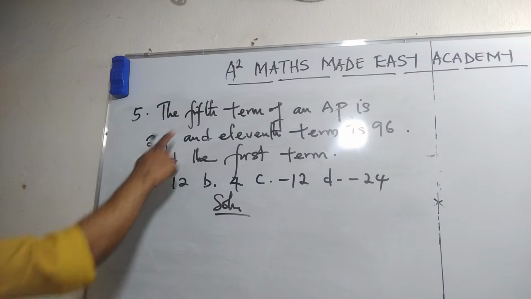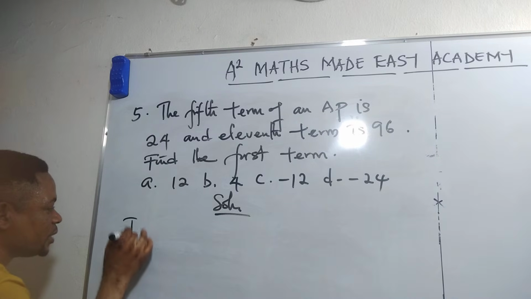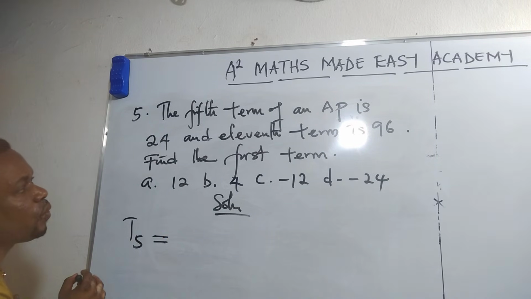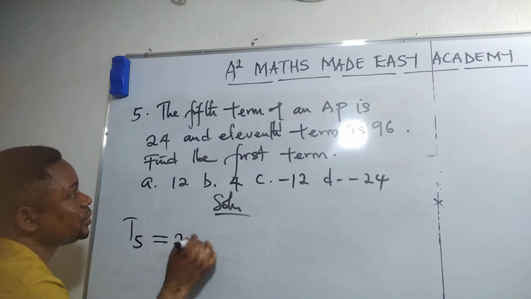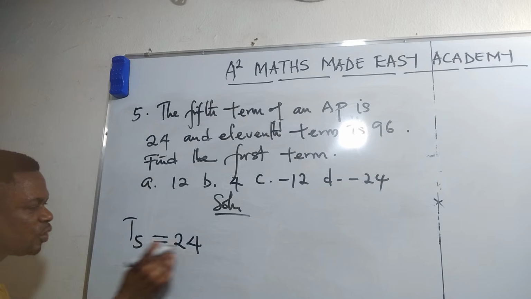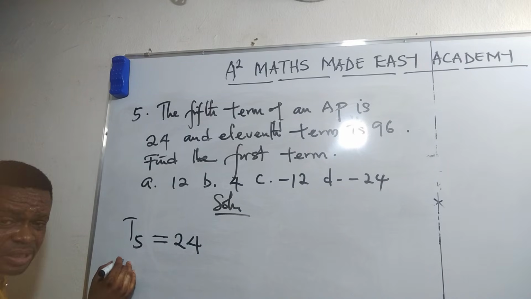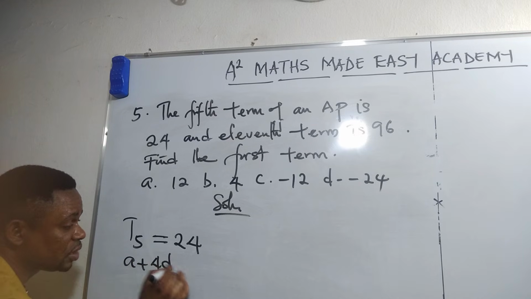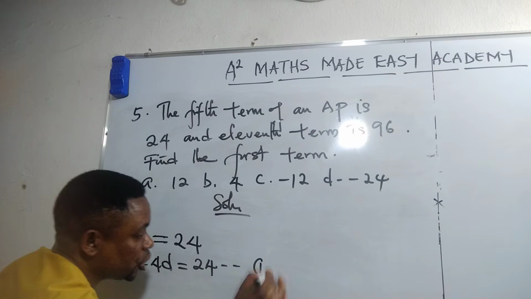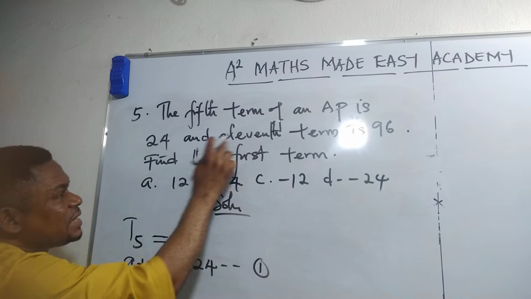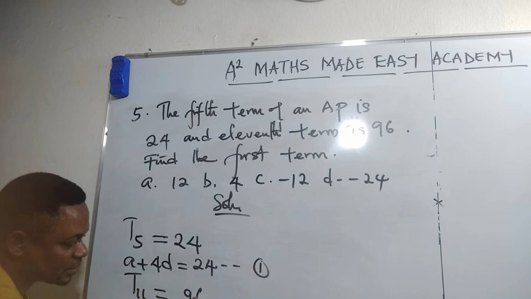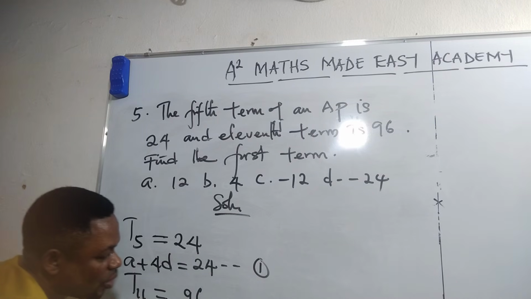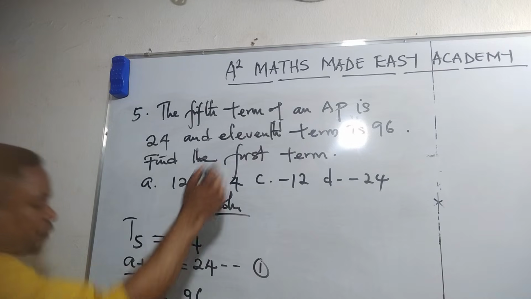Now I want you to observe. The 5th term of an AP, T5, is equal to 24. If the 5th term of an AP is equal to 24, what is the formula for T5? It is A plus 4D, which is equal to 24. Call it equation 1. We now move again, and the 11th term, T11, is 96. What is the formula? A plus 10D equal to 96. Call it equation 2.